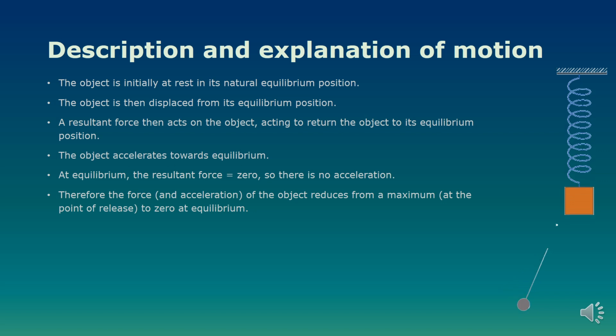Okay, so we can easily see, just with a little bit of common sense, that we had a maximum force and therefore a maximum acceleration when we were at our maximum displacement, the furthest point away from equilibrium, and that the size of the resultant force will therefore reduce as the object reaches equilibrium, until it reaches zero at that point.